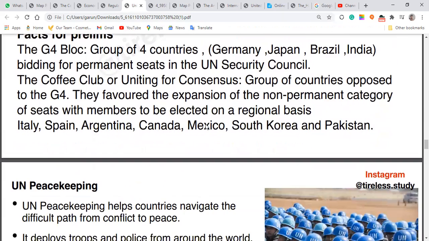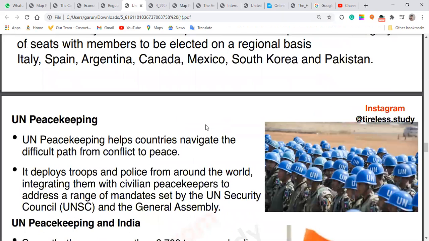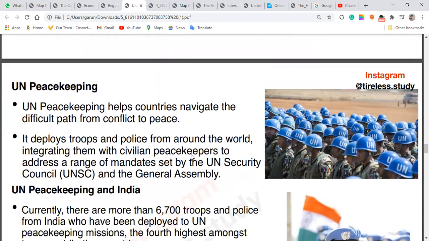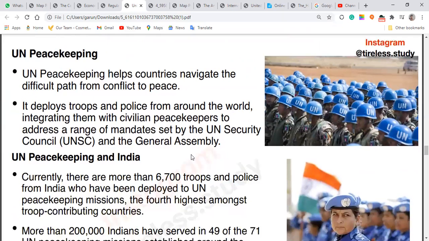United Nations peacekeeping. UN peacekeeping helps countries navigate the difficult path from conflict to peace. It deploys troops and police from around the world, integrating them with civilian peacekeepers to address a range of mandates set by the United Nations Security Council and the General Assembly.